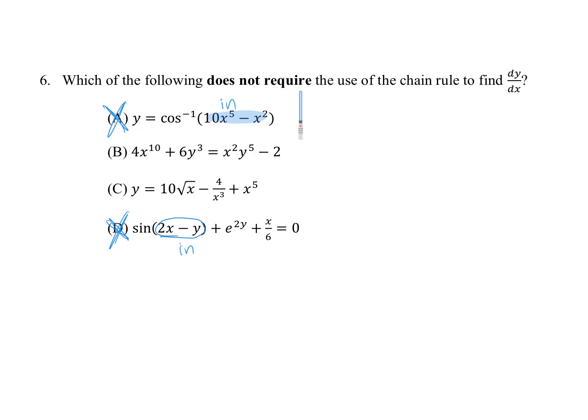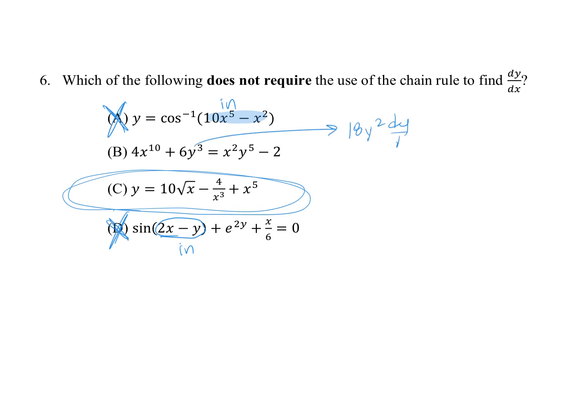Which one of the following does not require chain rule? Why is C not requiring chain rule? Y is by itself, exactly. So if you want to even write yourself a note, that'd be like 18y squared dy dx, and that dy dx right here is considered that chain rule that we often forget about.